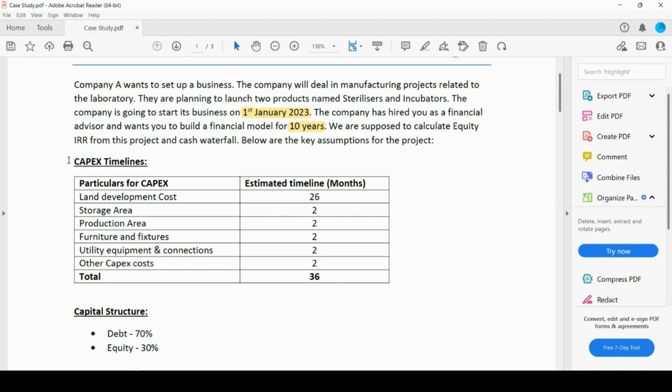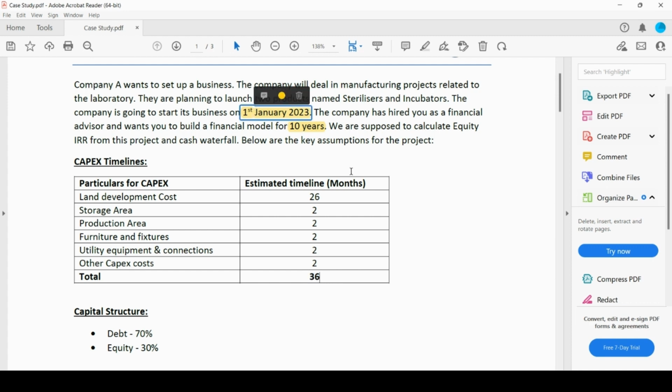Then we have the capex timelines. For how many days or months the company requires to do the capital expenditures, right? You can see that for land development, the timeline is 26 months, storage area is 2 months, production area is 2 months, furniture, and so on, right? So this means that the company needs a total of 36 months for capital expenditures, and after 36 months, the company can start its operations.